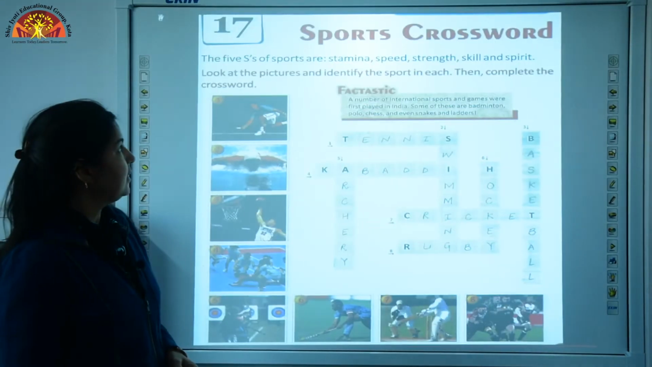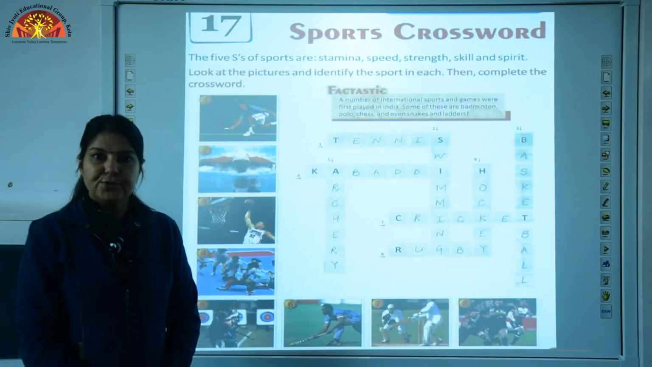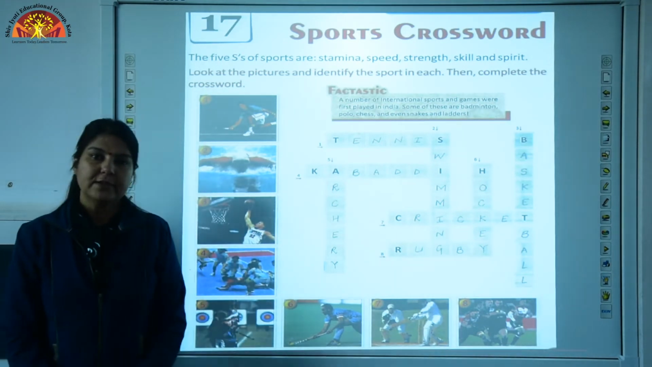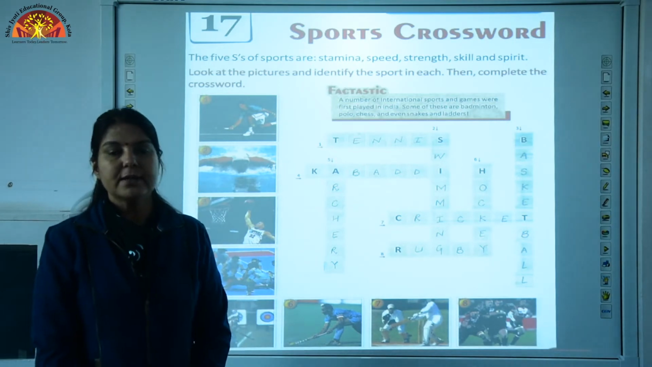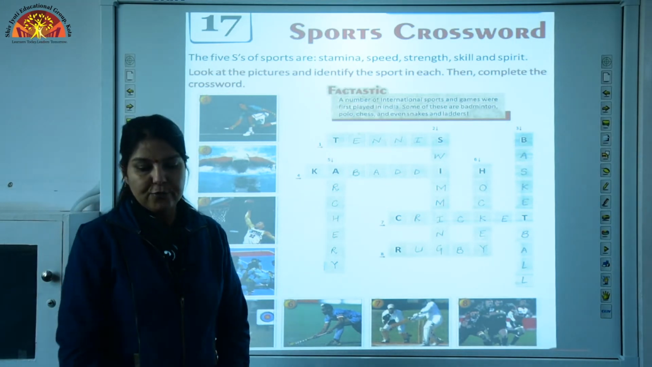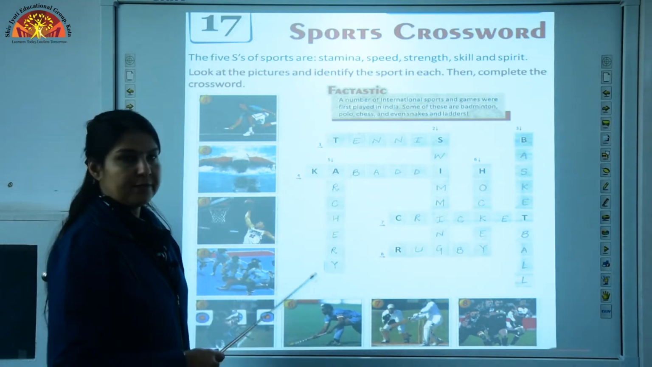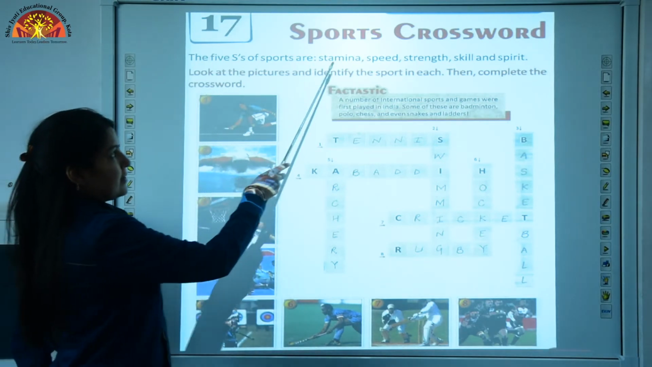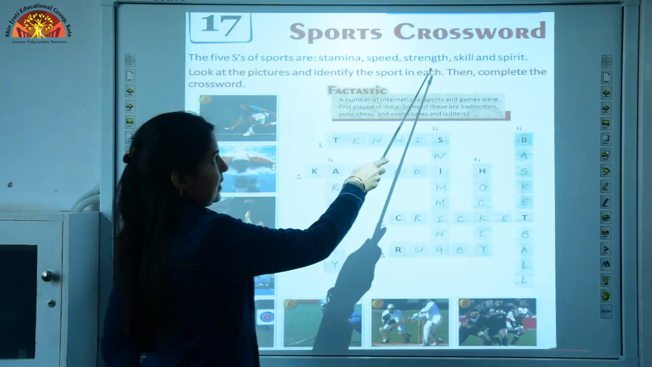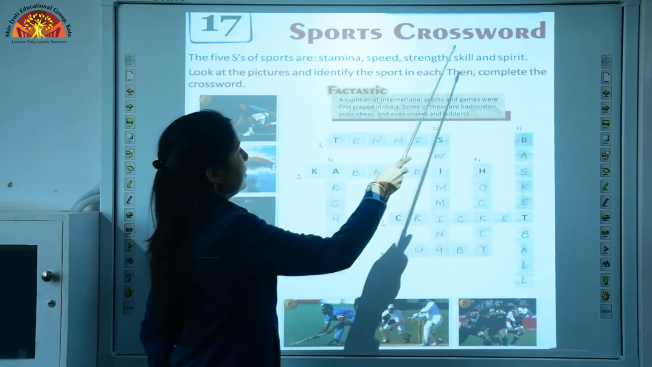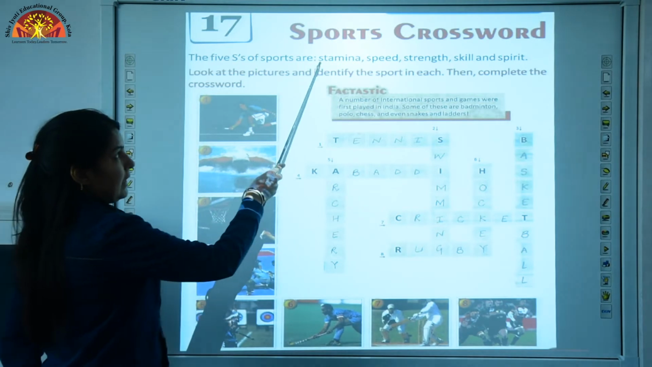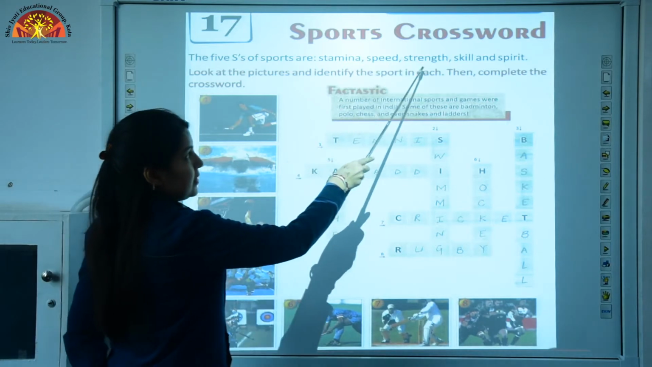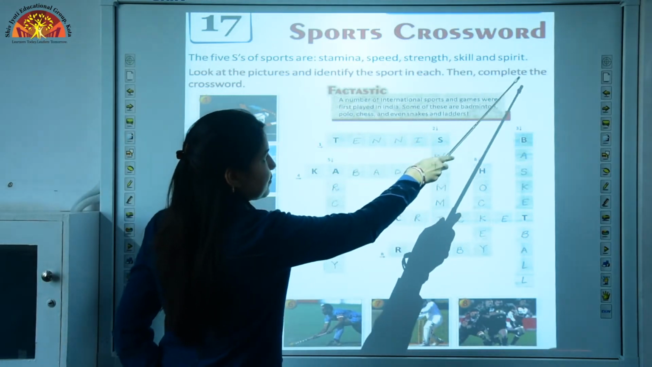This is chapter 17, sports crossword. Do you know children, sports play an important role in our life. It develops self-confidence and team spirit and improves our physical and mental fitness. Now we will see in the chapter few sports are given. Now first of all we will read it. The fives of sports are stamina, speed, strength, skill and spirit. What are these? These are 5 S. It is starting from S. This is stamina, speed, strength, skill and spirit.